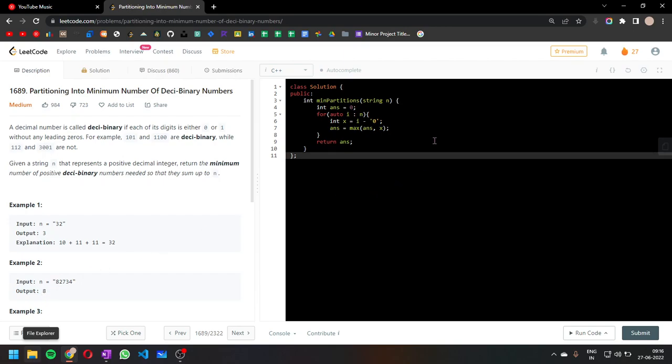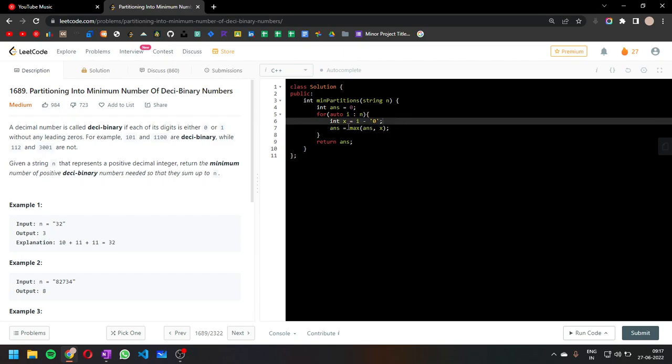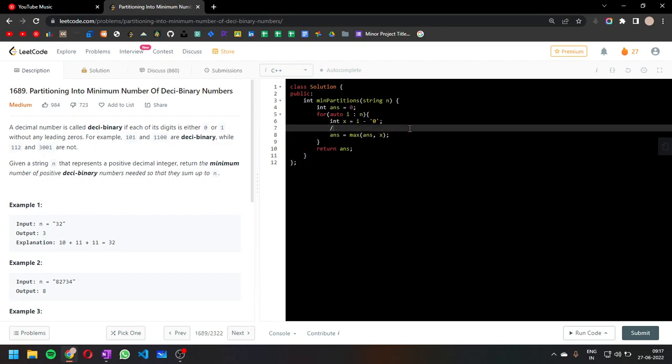I have written a simple solution for this question. First I have an integer answer which will store our answer, and then I'm looping over the string. I'm finding the integer value of each character. Those characters are going to be between 0 and 9.